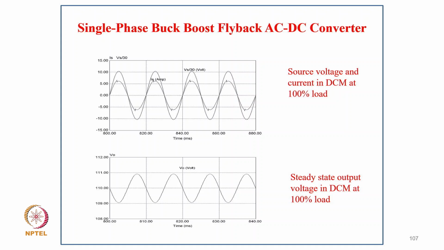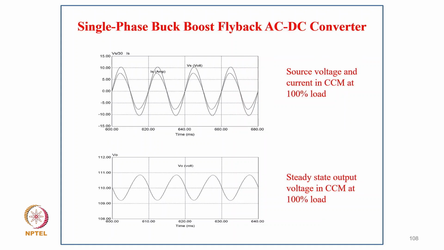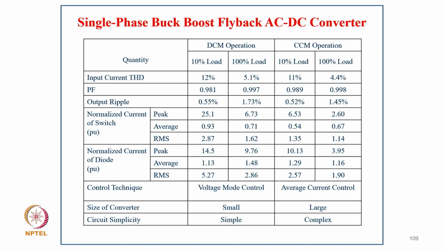And this is the performance after the simulation. Here is the source voltage and source current in case of DCM at 100% load, and the steady state output voltage in DCM. You can clearly see the output voltage varies only typically 1 volt, only the ripple, so that's less than 1% typically. And this is the case of CCM, with supply voltage, supply current, and the steady state output voltage, which has ripple even less than 1%.